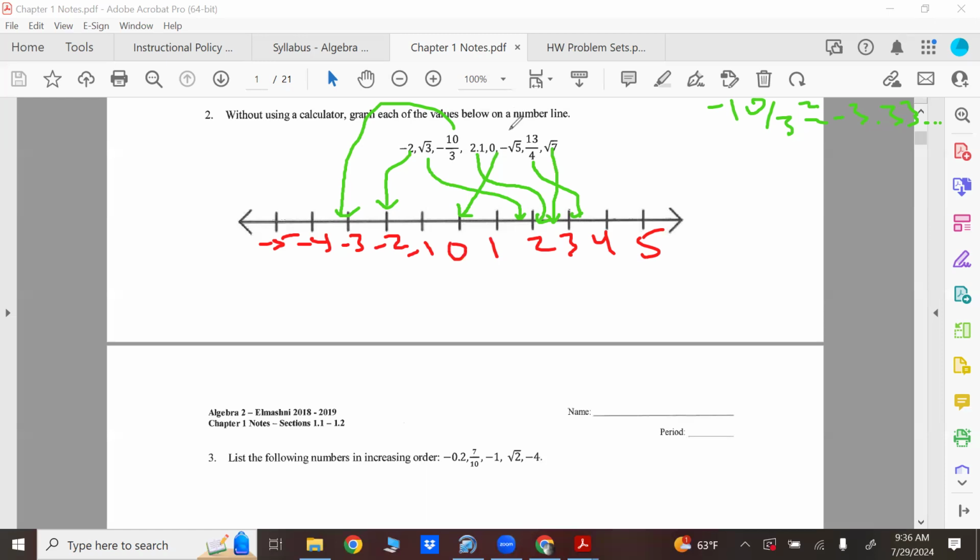And then lastly, -√5. Where are you going to place that one? Between -3 and -2. Okay, cool. All right.